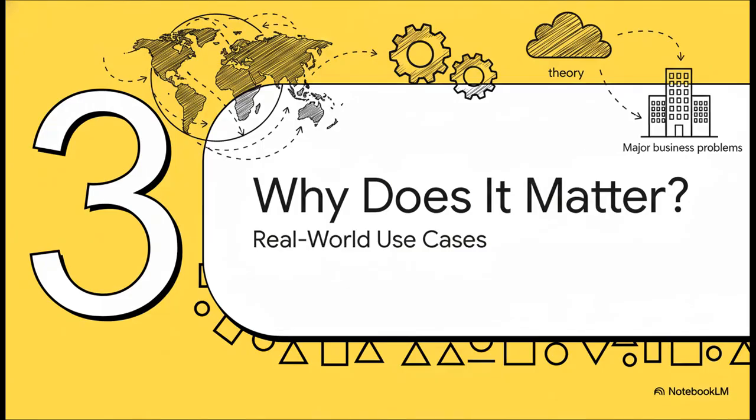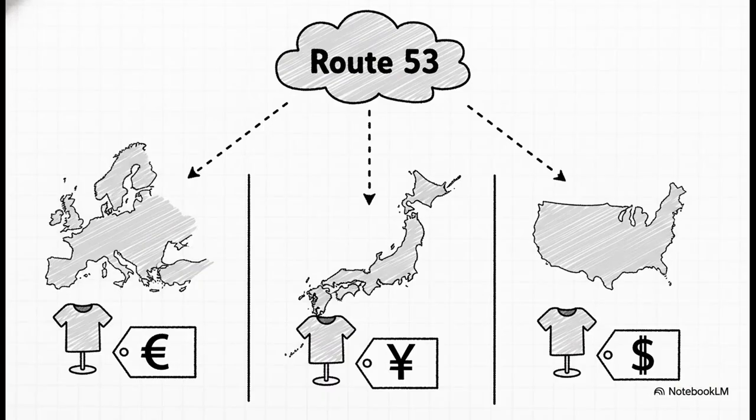Okay, theory is great and all, but where does this stuff actually solve real problems? Let's check out a few common scenarios that you are very likely to see pop up on the exam. Just imagine you're running a global e-commerce site. With geolocation routing, you can automatically show prices in euros to your users in Europe, yen to users in Japan, and dollars for everyone in the US. It's all about creating this seamless, localized experience without the user having to lift a finger.